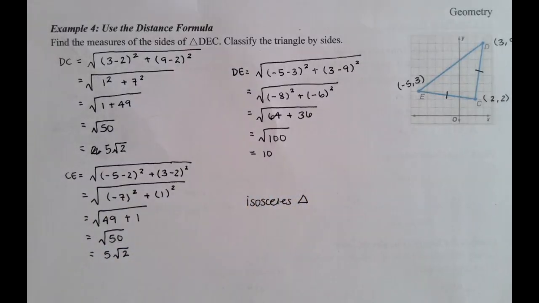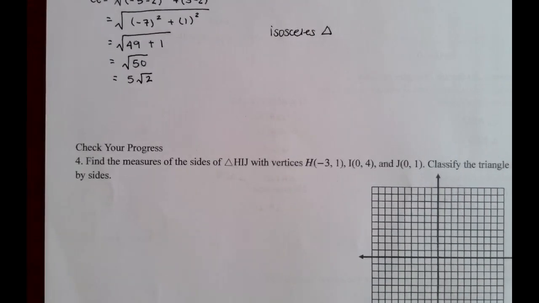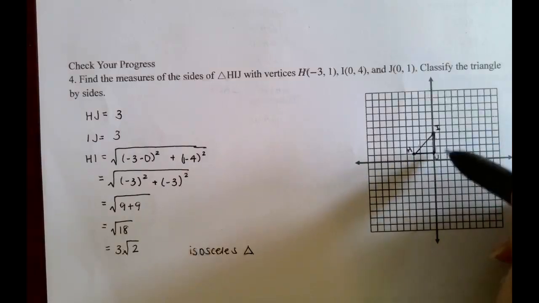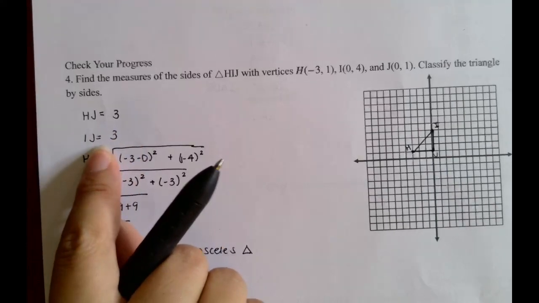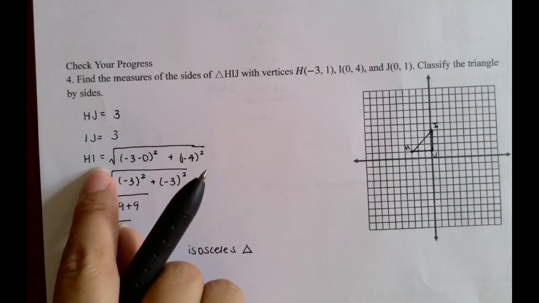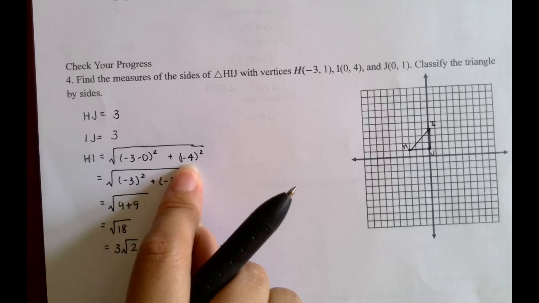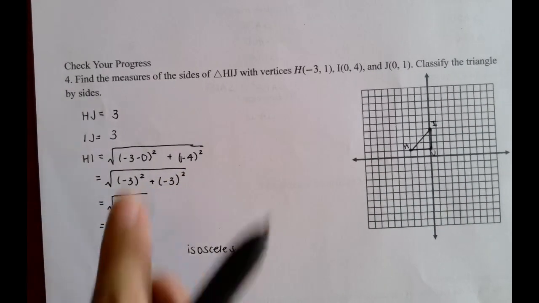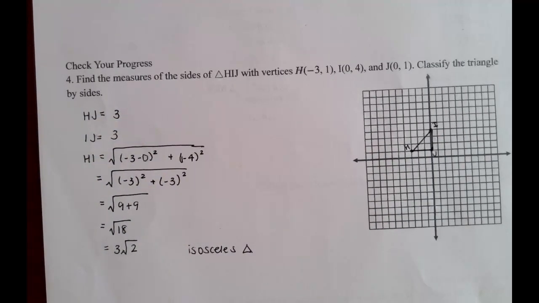So why don't you try CYP4, and then when you're done, come check the answer. Okay, this is what you should have gotten. Because HJ and IJ, this is horizontal and this is vertical, I can just count the squares. So HJ is 3 units, IJ is 3 units. HI, because it's diagonal, I used the distance formula to figure out the distance. That gave me 3 square root of 2. And since there's only two sides that are the same, this is also an isosceles triangle.